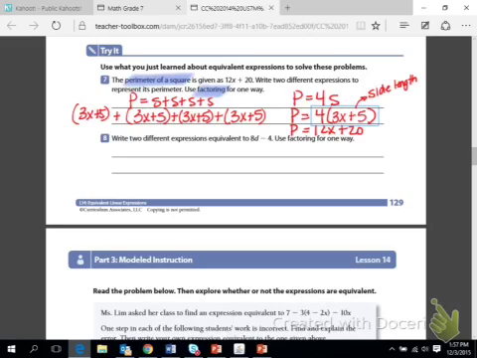In number 8, we want to write two different expressions equivalent to 8d minus 4, and we want to use factoring for one way. This does not give us any specific guidelines as to how to factor, so this is where it's important for us to know what a factor is. If we are factoring 8d minus 4, we want to look at our 8 and our 4 and figure out what's a common factor.